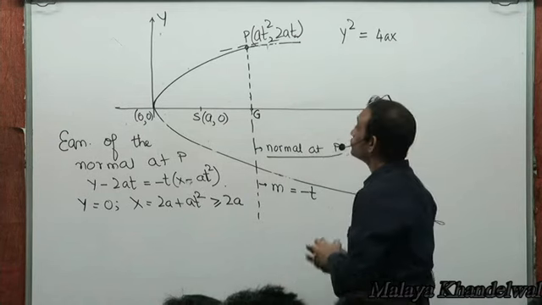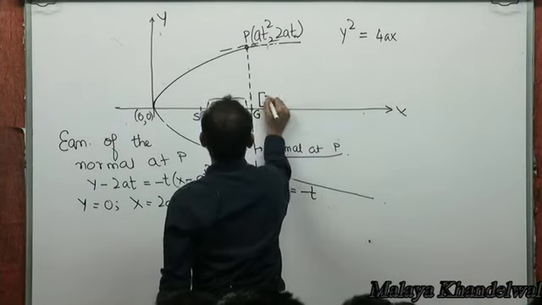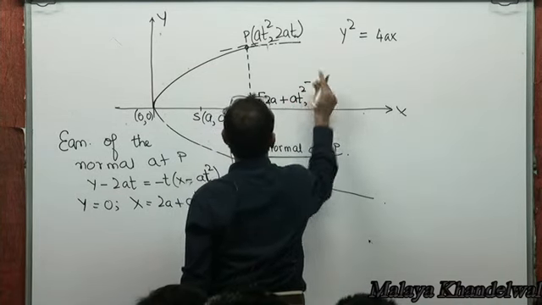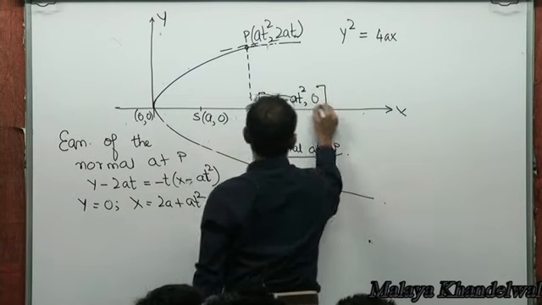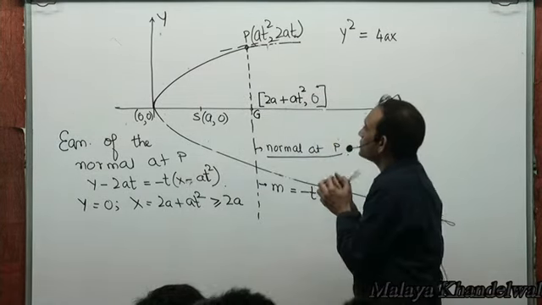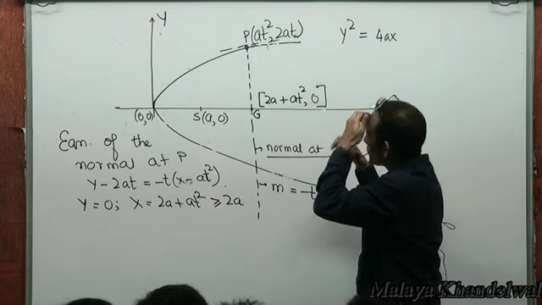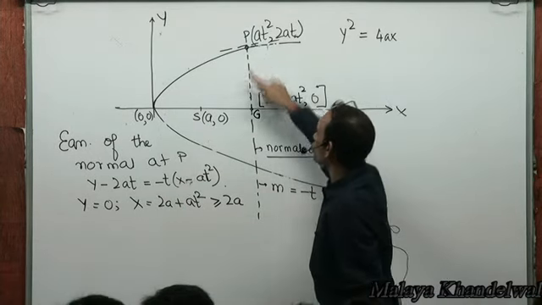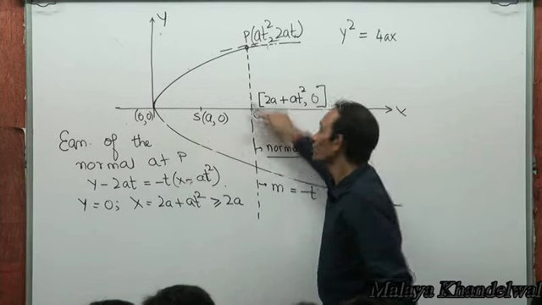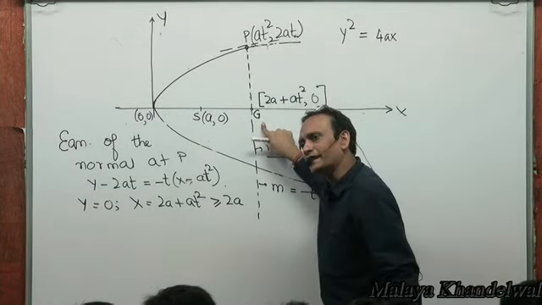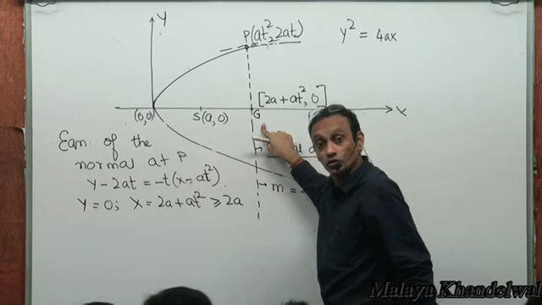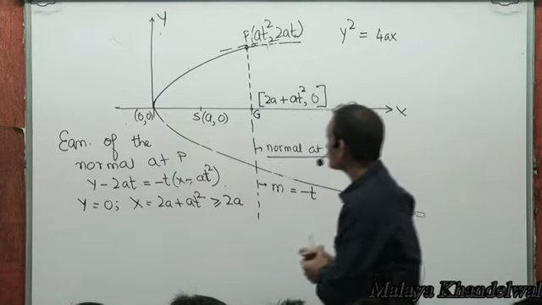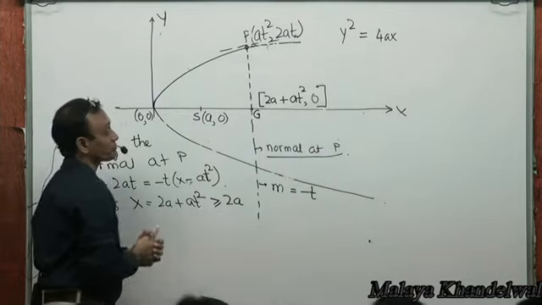Now, if this is (2a plus at squared, something), physically, what it means is, see, this could be looked upon as a normal drawn from a point on the axis. You can look upon this as a normal drawn from the axis of the parabola, right? G is a point on the axis.